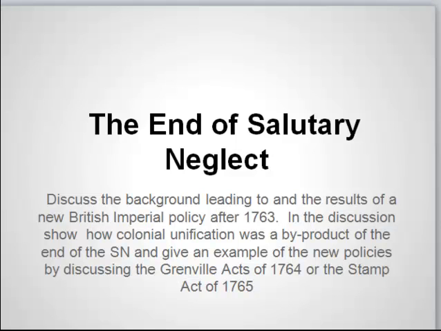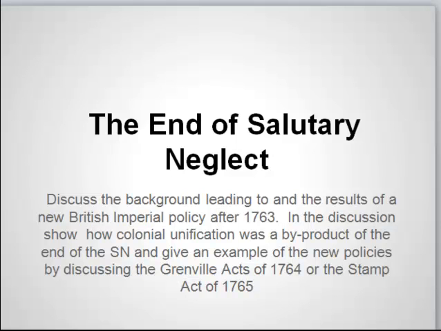So the overarching essay question discussed the background leading to and the results of the new British imperial policy after 1763. In the discussion, show how colonial unification was a byproduct of the end of salutary neglect, and give an example of the new policies by discussing either the Grenville Acts of 1764 or the Stamp Act of 1765.